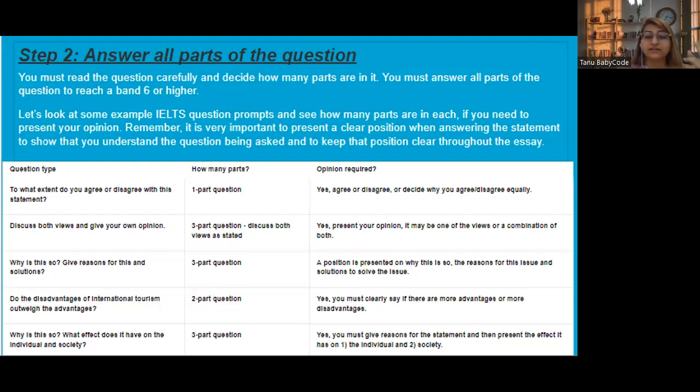Now, the first part is you have to answer about advantages. The second part is you have to answer about disadvantages, right?